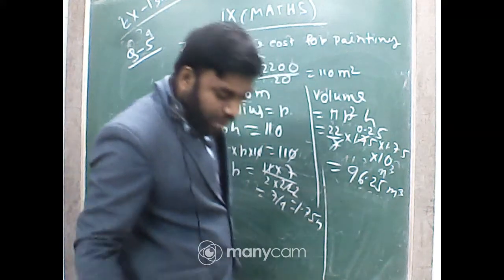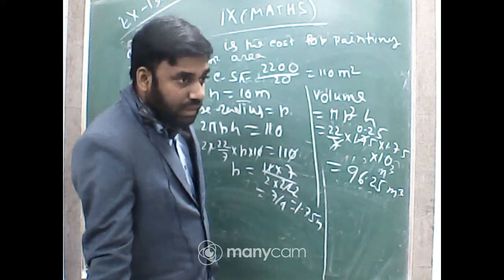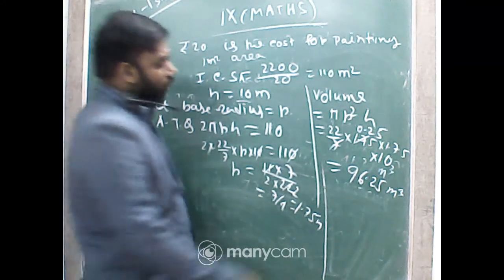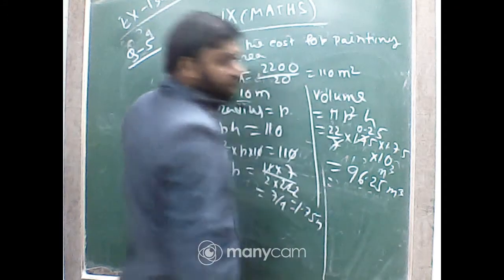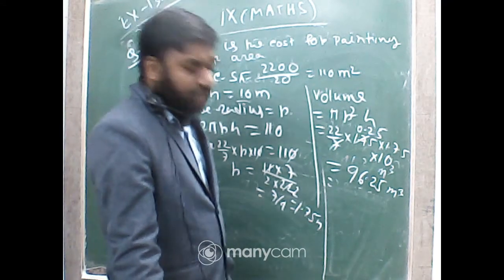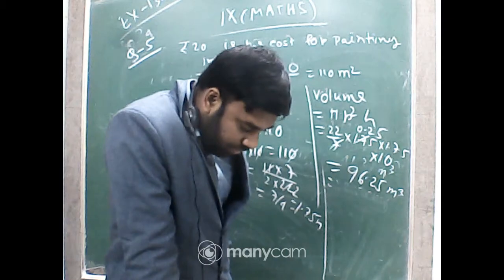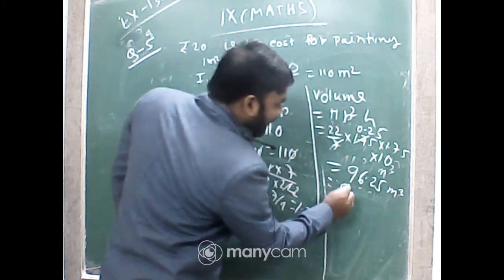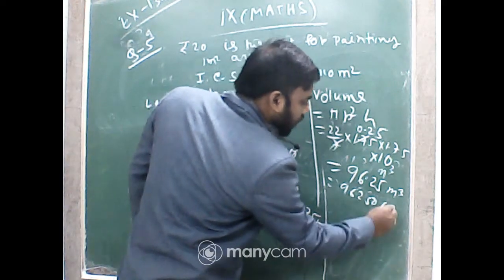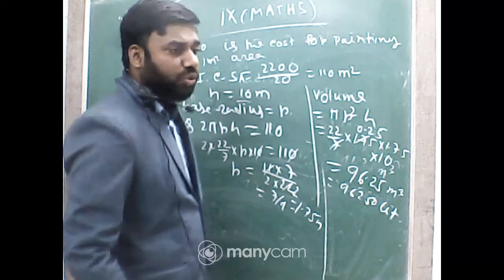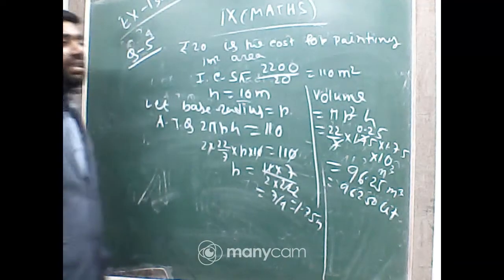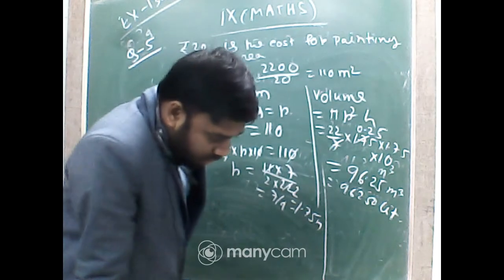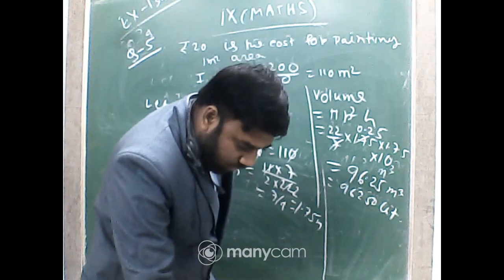96.25 meter cube. Now if I want to change into liter, what will we multiply by, 1000 or 100? Yes, 1000 liter. So 96250 liter. Very good. Okay, next question.